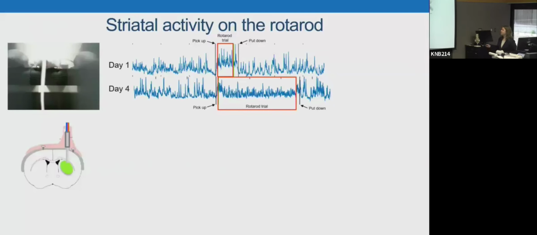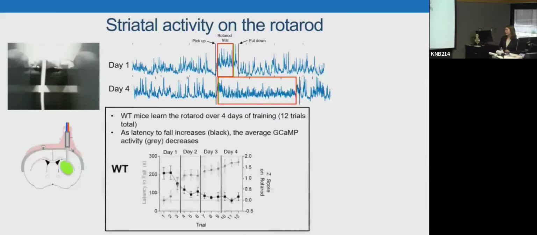And then this looks a bit different by day 4. So one thing you'll notice is that the rotarod trial is much longer because the mouse has learned to stay on for longer. So the duration of the trial is longer, but also the pattern of activity changes, where they do have an initial increase in activity when they first get on the rotarod, and then this decreases to these small frequent peaks of activity while they're performing the task. And this was something we saw pretty consistently over learning, that the activity was a lot higher on day 1 and then reduced over time as they learned the task.